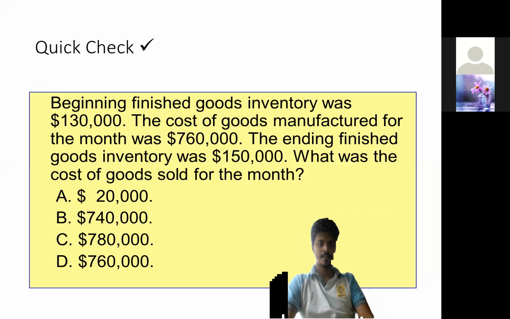Okay, tell the answer for this one. Beginning finished goods inventory was 130. The cost of goods manufactured for the month was 760. The ending finished goods inventory was 150. What was the cost of goods sold for the month?